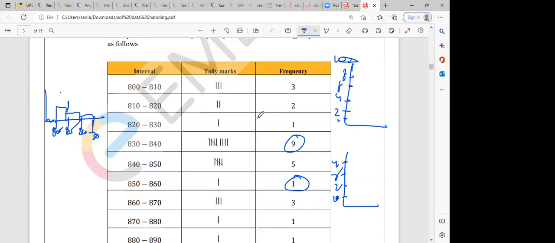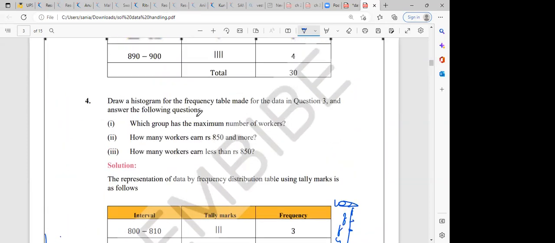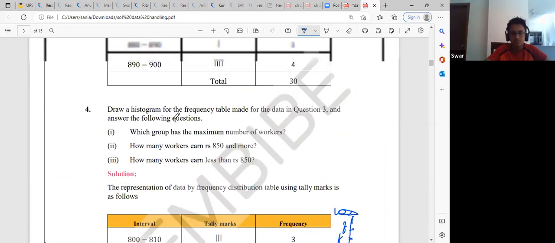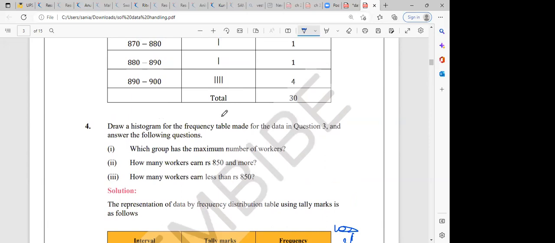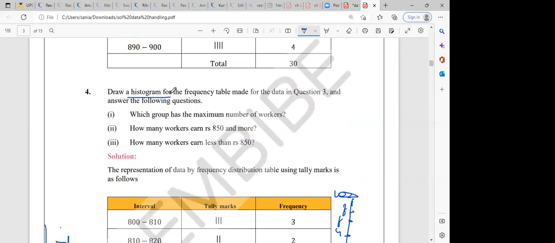You have the portion with you. This is question number 4. Yes, ma'am. So quickly draw it. This is known as a histogram. Why? Because you don't have a gap in between. It's like this only, so it is a histogram.